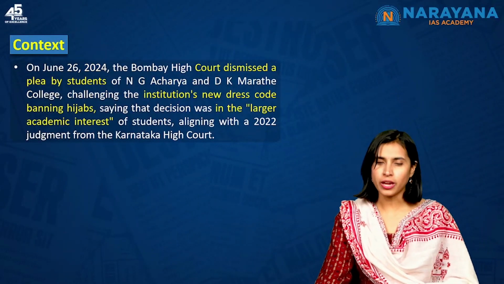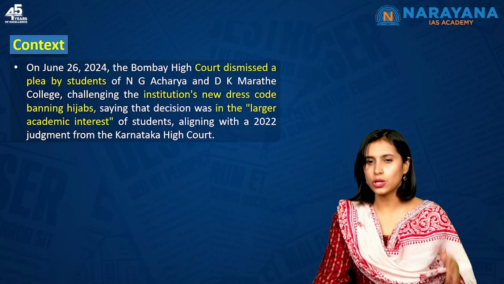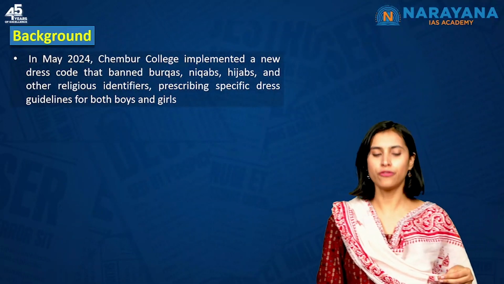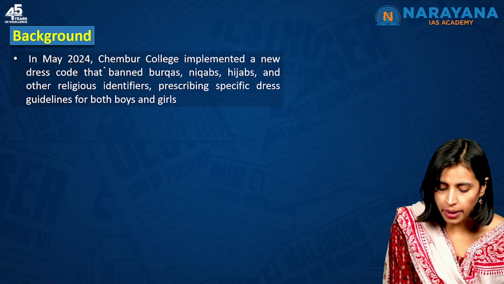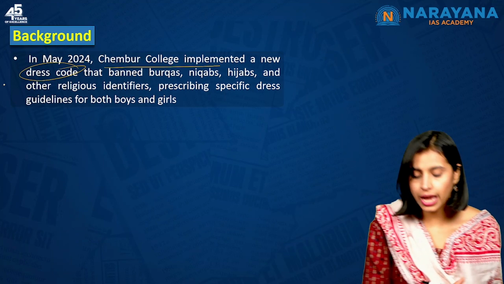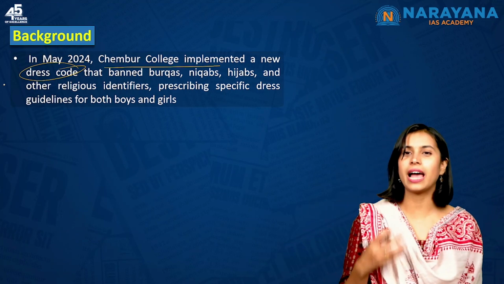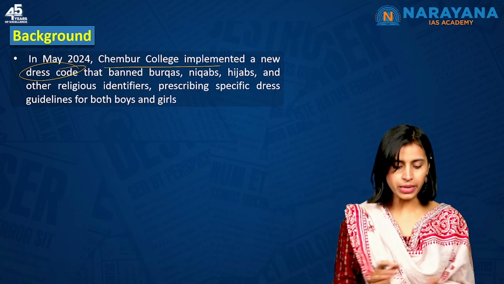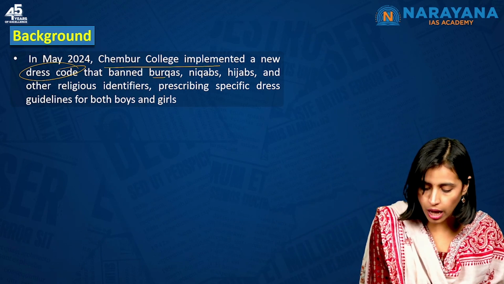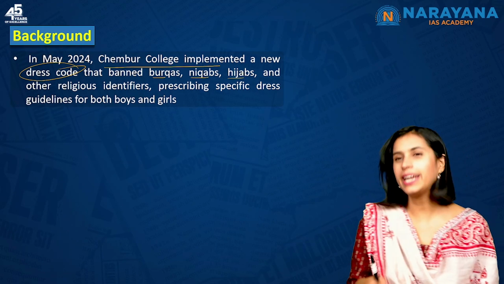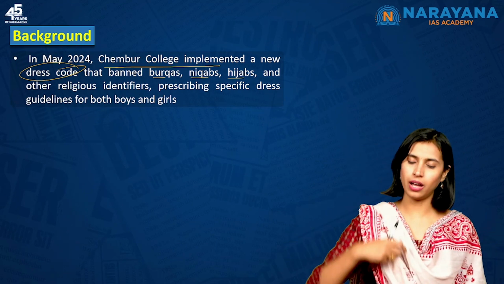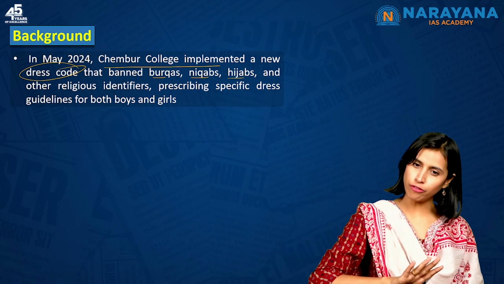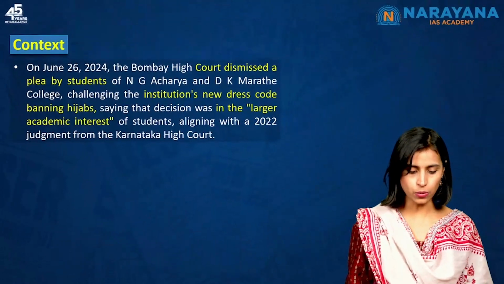Now, why are we talking about this? Why is this in the news? This was in the news recently because in 2024, the Chembur college implemented a dress code which banned any kind of religious identifier. Whenever you are wearing a dress, the religious identifier was completely banned. That included burqa, niqab, hijab or any other thing that identifies you as belonging to one particular community, be it for boys or for girls as well.